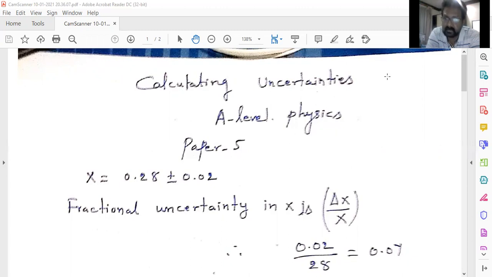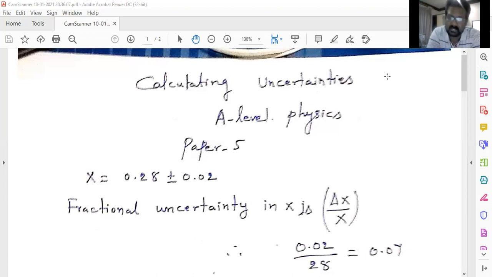In some cases, some values will be given. Then you will be asked to calculate the logarithmic value, and for calculating the logarithmic value, you have to put the absolute uncertainties for those values. So in those scenarios, how can we measure the uncertainties? That's what we're going to look at today.